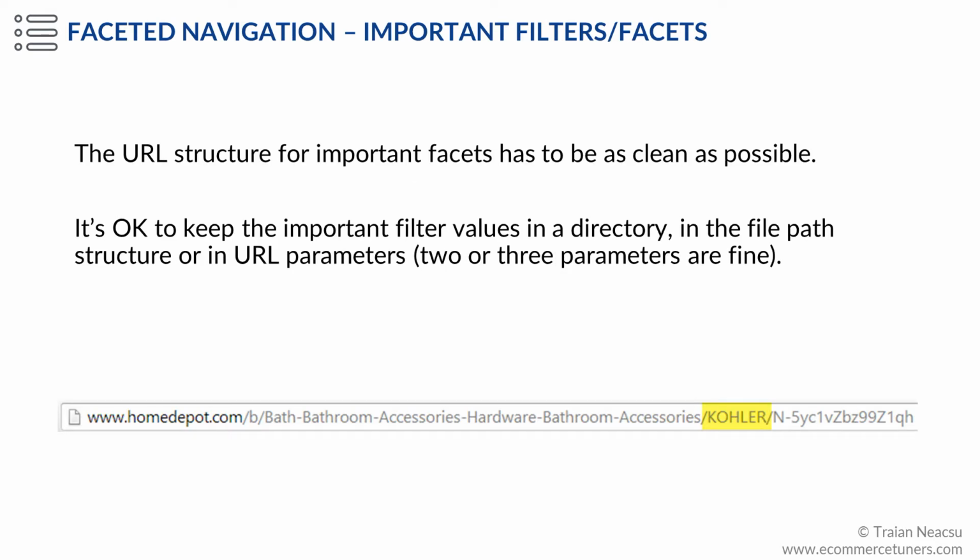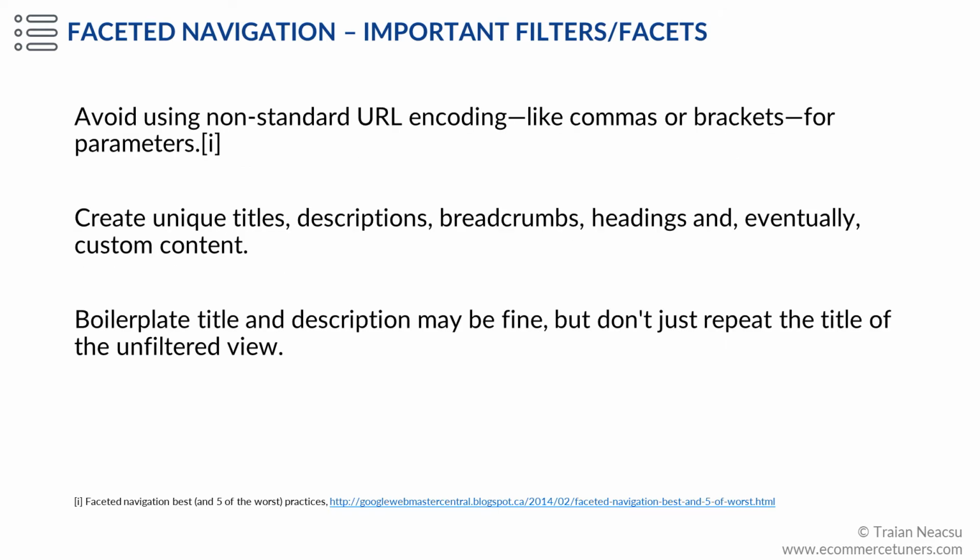The URL structure for important facets has to be as clean as possible. It's okay to keep the important filter values in a directory or in the file path structure. It's also okay to keep them in URL parameters as long as you use no more than 2 or 3 parameters. In this screenshot, you can see that when an important filter is applied, its value is appended to the URL in the form of a directory. In this URL, the filter value is color under the brand filter. Whenever possible, avoid using non-standard URL encoding for URL parameters.